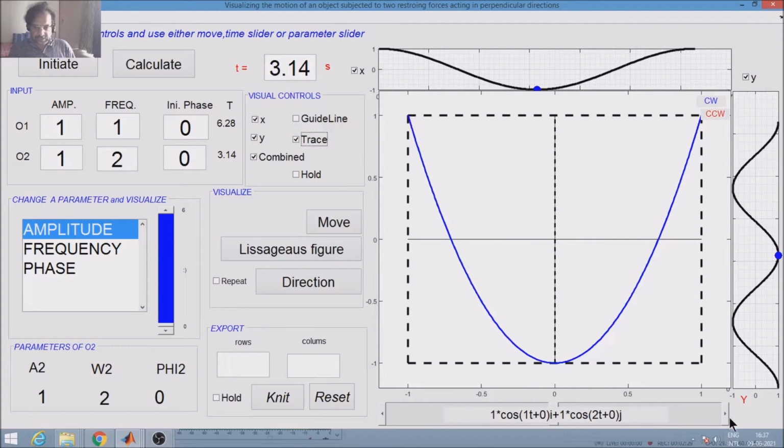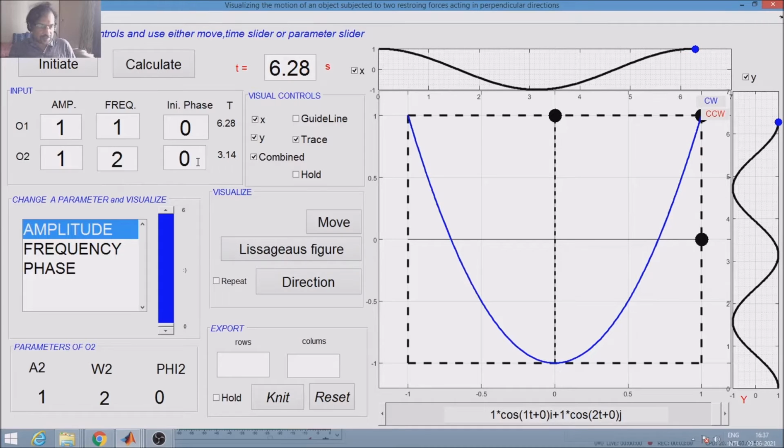Presently we are here time-wise, and it will retrace the path. So again going back also, it touches the same point, and this completes one full cycle.